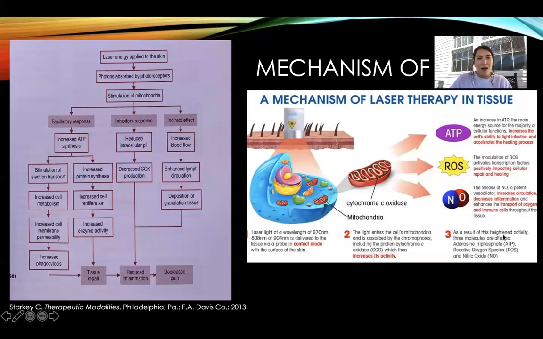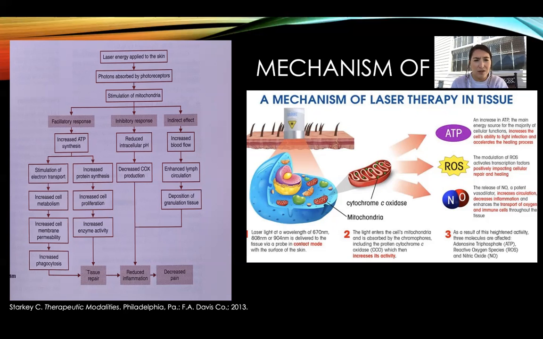So the mechanism, how does it work? This picture on the left came directly from the Therapeutic Modalities book written by Chad Starkey. Shout out Christine. That just kind of shows you what happens when laser energy is applied to the skin. Then it's absorbed by photoreceptors, and then it'll stimulate mitochondria. You can see on the right that's showing you how that mitochondria is going to accept that photon and what it can actually do.